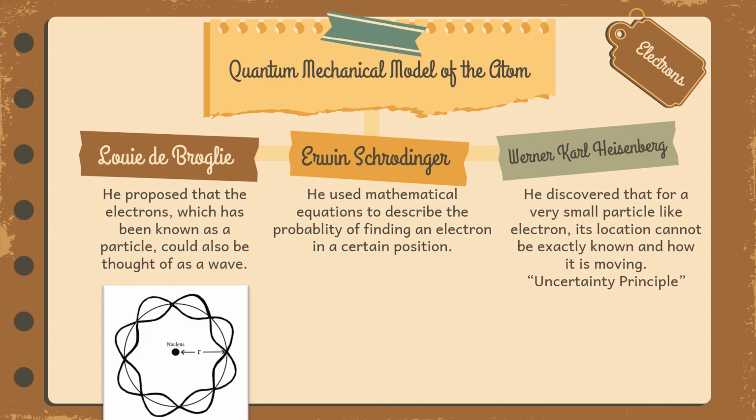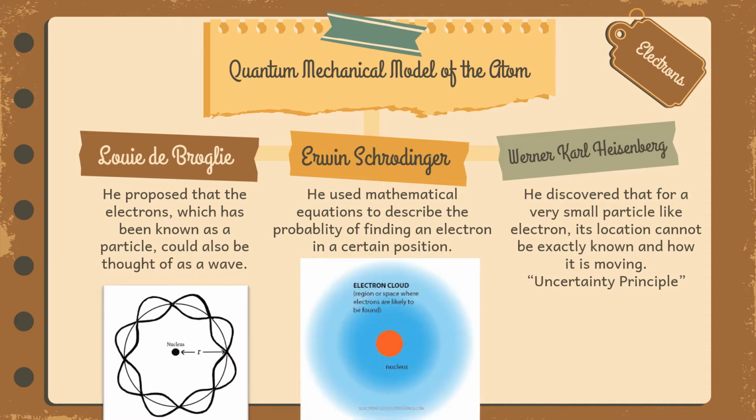Heisenberg, on the other hand, discovered that for a very small particle like an electron, its location cannot be exactly known, and neither can how it is moving. This is when he came up with his principle called the uncertainty principle, wherein he says that there is only a probability or a possible location where we can find electrons, and he called it the electron cloud, a region or space where electrons are likely to be found around the nucleus.